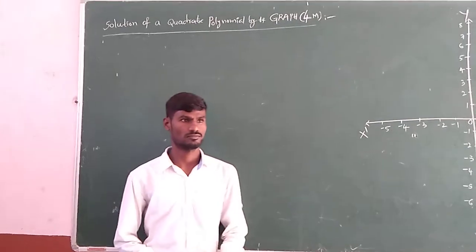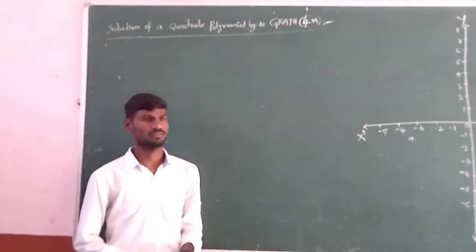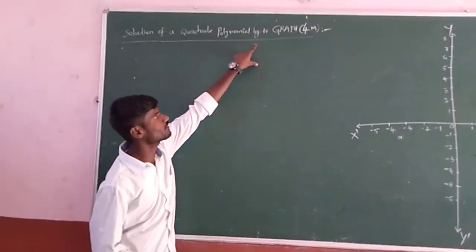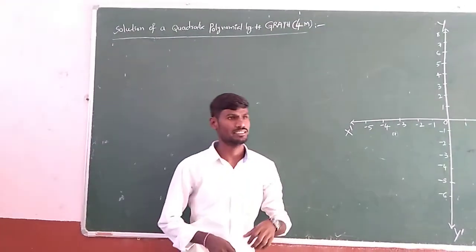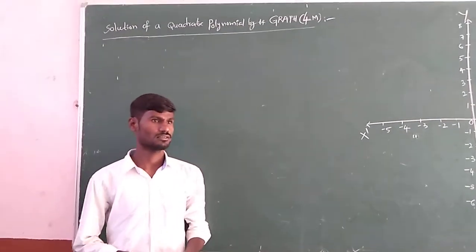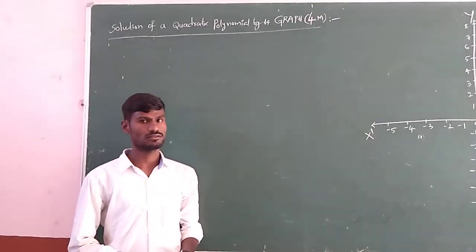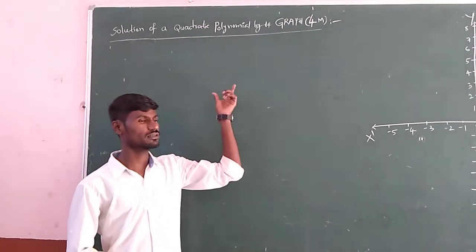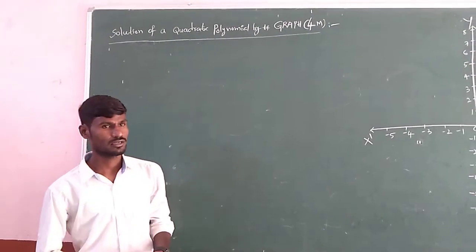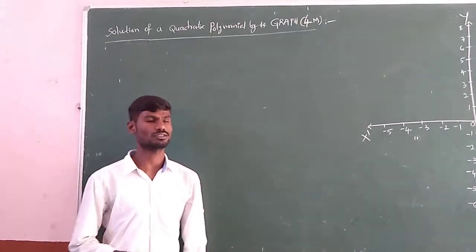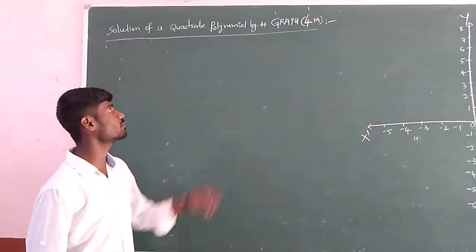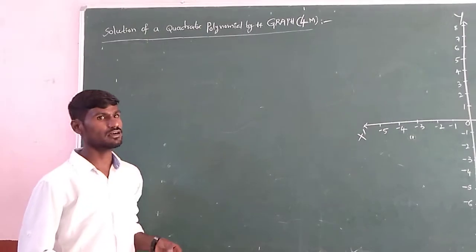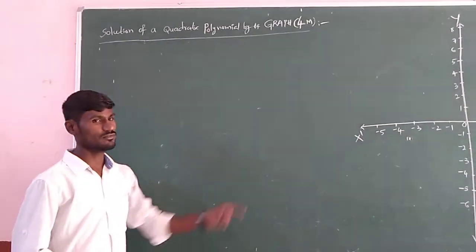Welcome to my YouTube channel, and here the topic is solution of a quadratic polynomial by the graph. In 10th class, in the first paper, we will get a question from the graphical representation topic from the third chapter, polynomials, and the fourth chapter, pair of linear equations in two variables. Here we are going to discuss the polynomial's graph. We are finding the zeros of the quadratic polynomial from the graph.